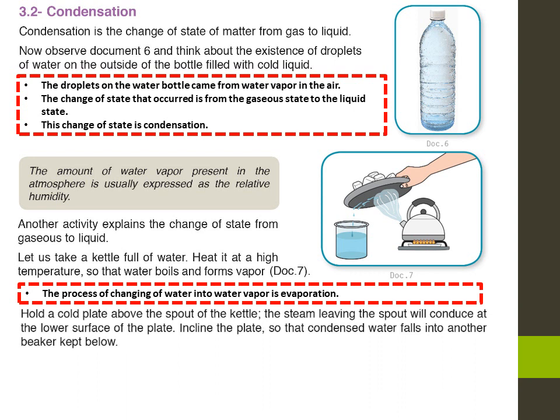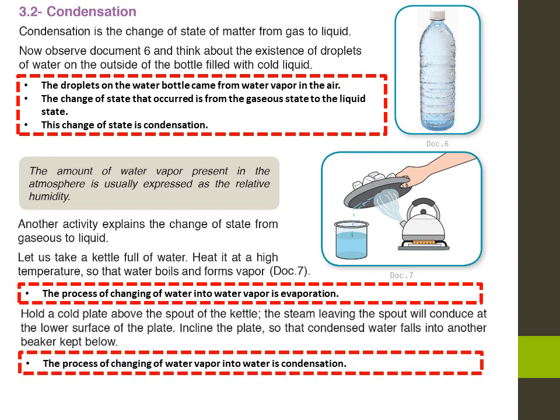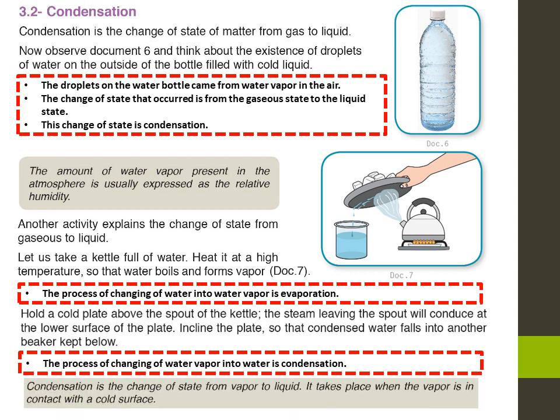Hold a cold plate above the spout of the kettle. The steam leaving the spout will condense at the lower surface of the plate. Incline the plate so that condensed water falls into another beaker kept below. The process of changing of water vapor into water is condensation. Condensation is the change of state from vapor to liquid. It takes place when the vapor is in contact with a cold surface.